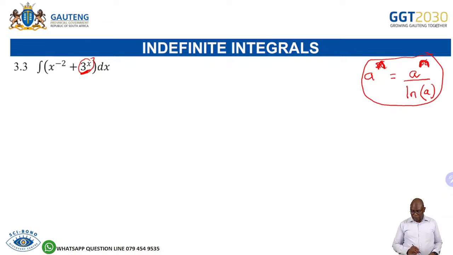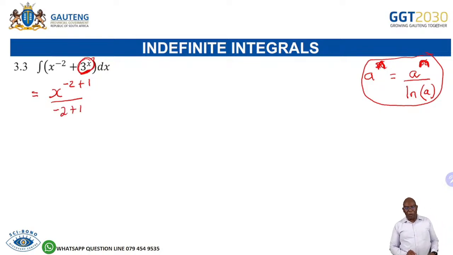So how am I going to integrate this? This is going to be x to the power of minus 2 plus 1 divided by minus 2 plus 1. Once I see an x as an exponent, then immediately I write a plus sign, and 3 to the power of x divided by the ln of that number, of 3. And that is how I'm going to write that.